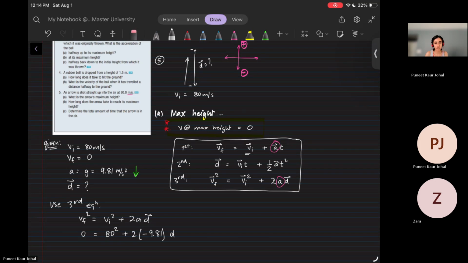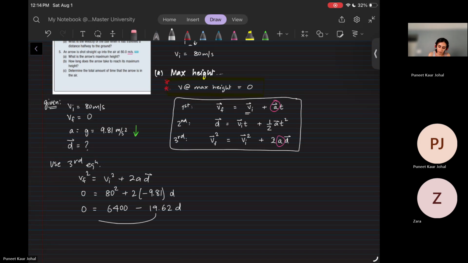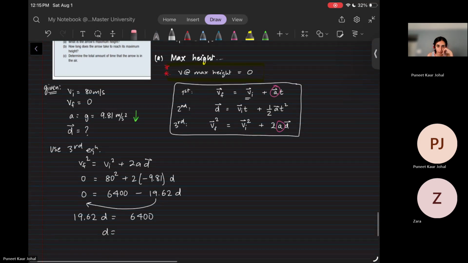And then D is the unknown, so I'm just going to put it as D. And then we just solve, right? So 80 squared is 6,400. And then this is going to be 19.62 D. And then you can move this over to make it positive. 19.62 D is 6,400. Does that make sense? Just math. And then we divide: 6,400 divided by 19.62, and that is 326.19.